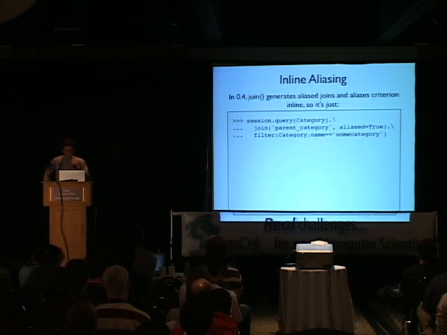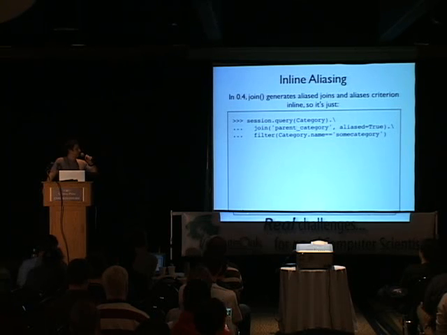In 0.4, it's much easier. You can just say join to parent category, and you tell it to alias the join. Filter calls that are subsequent to the join will take their criterion and have that criterion be aliased against the alias generated by the join. If the filter was before the join, it would be against the base table.